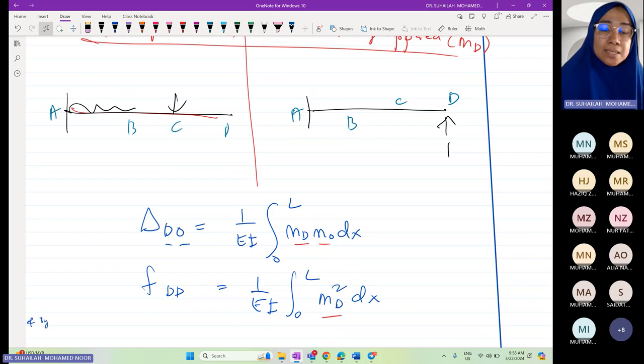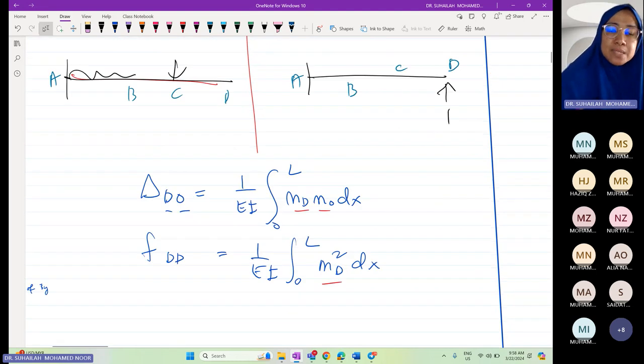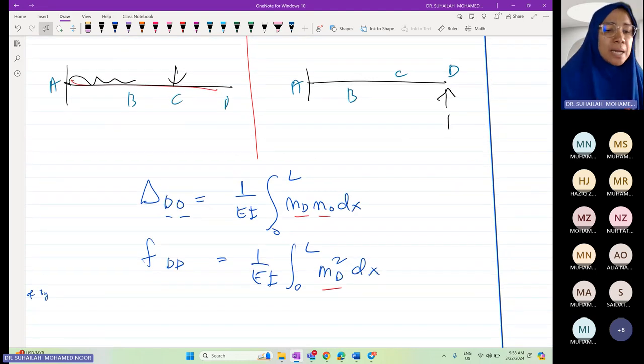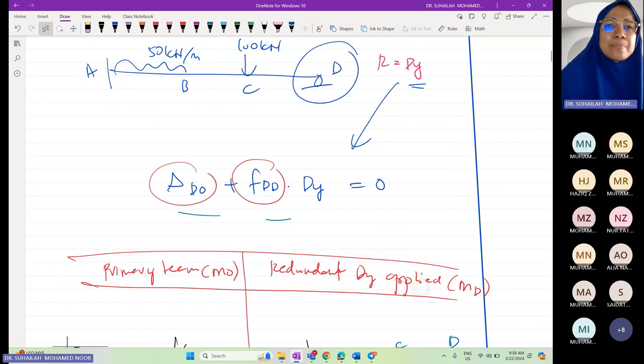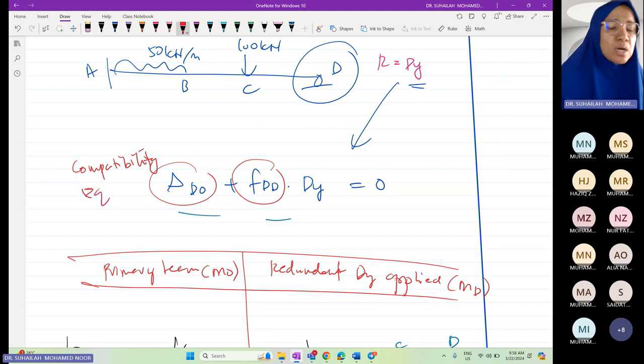Okay, the redundant will keep changing. Sometimes MA, sometimes MB, sometimes MC, sometimes MD. And generally we use M1 for the redundant. Okay, so we get the moment equation. The moment equation comes from the reactions. Once you have the moment equation, substitute in here to get the displacement. Once you have these two displacements, substitute into the compatibility equation. This is the compatibility equation. So that is why you will find in your notes, in the book, solving the compatibility equation gives the redundant value.